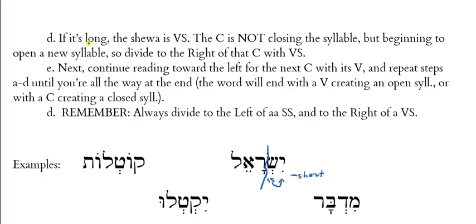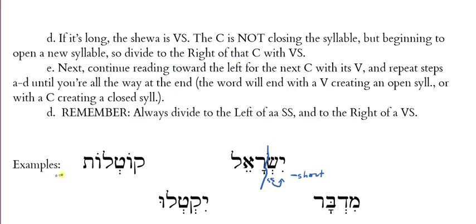Now, on the other hand, if I have a consonant and vowel, and I look at the next consonant, and there's a shiva under it, and I look to the right, and the vowel to the right is long, then the shiva is a vocal shiva. And the consonant is therefore not closing the syllable, but beginning to open a new syllable. So divide to the right of that consonant with a vocal shiva.